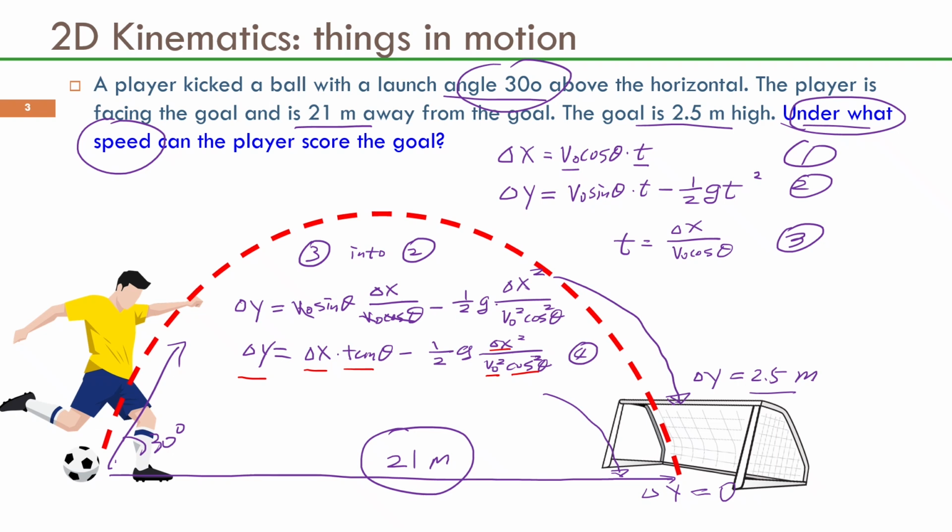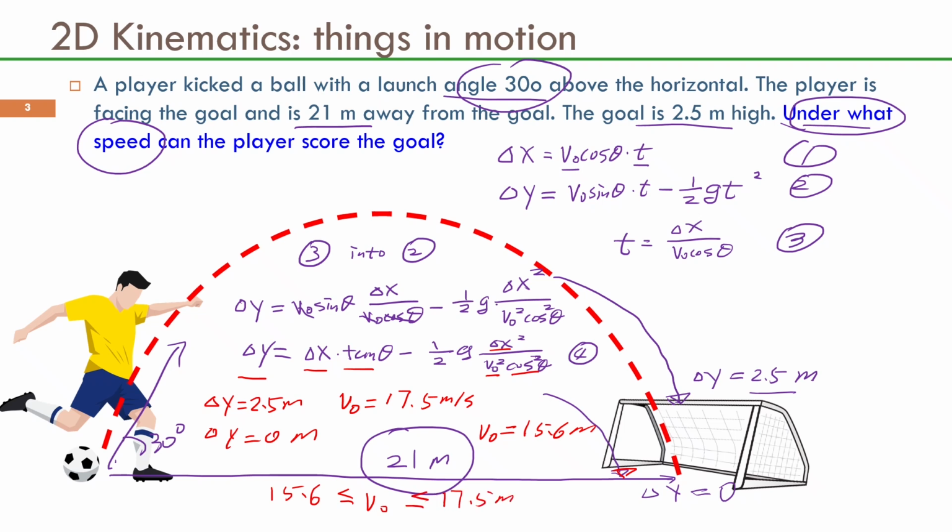I have done the calculation. When delta y equals 2.5 meter, my initial velocity should be 17.5 meter per second. And if my delta y equals 0 meter, meaning the ball hits right at the goal line, my initial velocity should be 15.6 meter per second. That means as long as my initial velocity is larger than 15.6 and smaller than 17.5 meter per second, the player can score the goal.